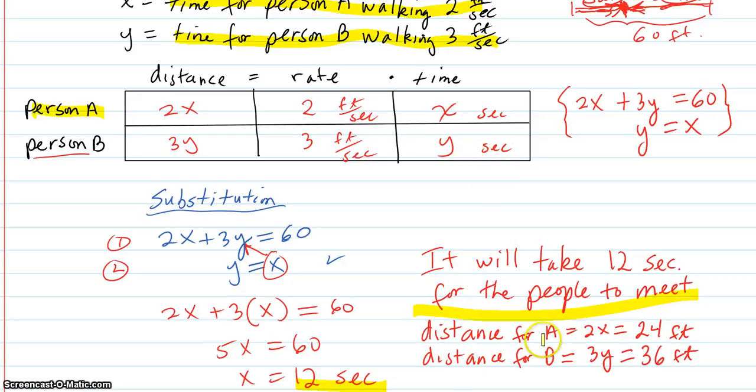So the distance for A, let me say that again because it got interrupted. The distance for A was 2x, and that equals 2 times 12, which is 24. So person A walked 24 feet, and distance for B is 3 times y, but y was also 12 seconds because y equaled x. So that's 3 times 12 is 36 feet, and that adds up to 60 feet. So that's how far each one of them walked.